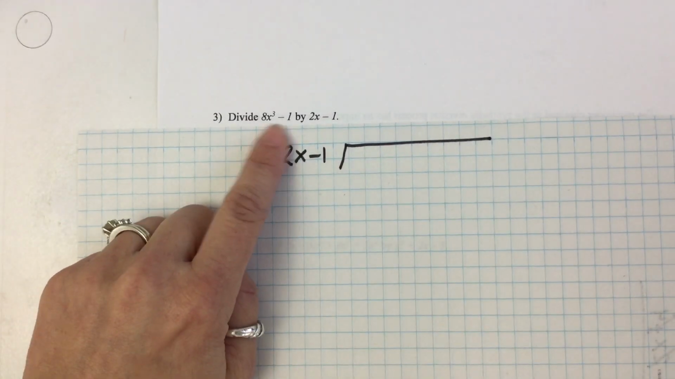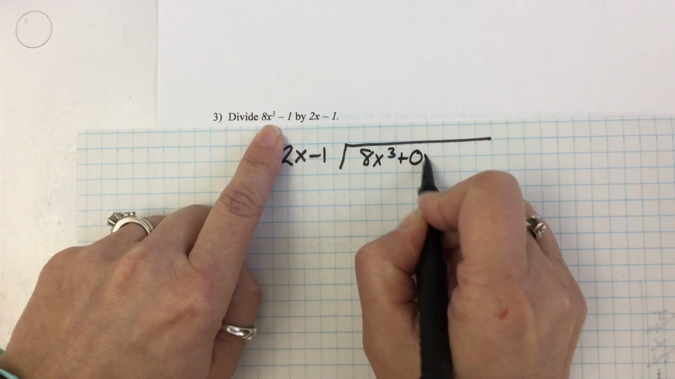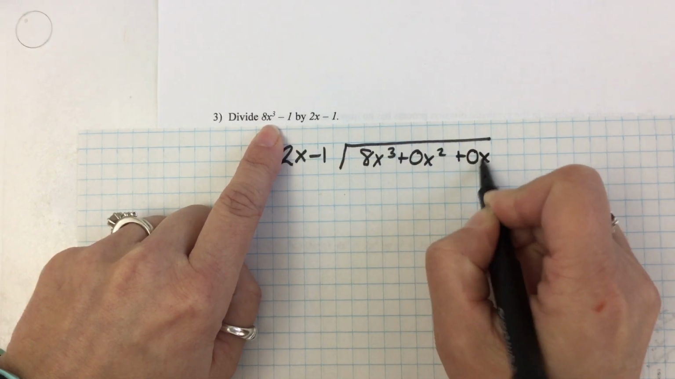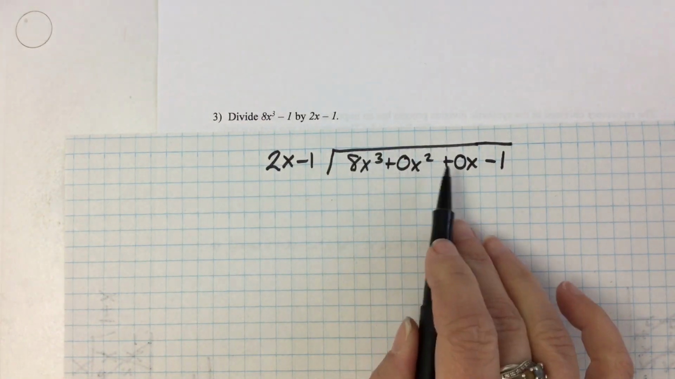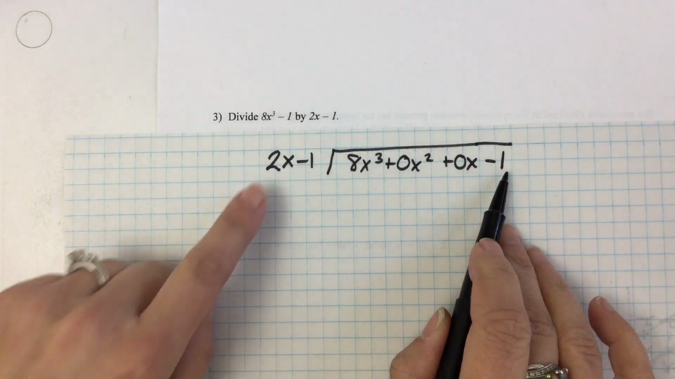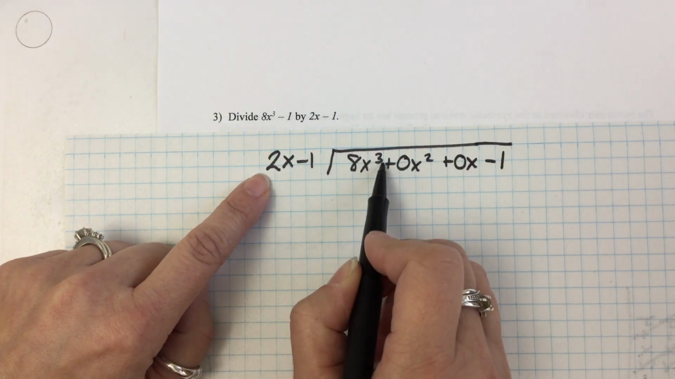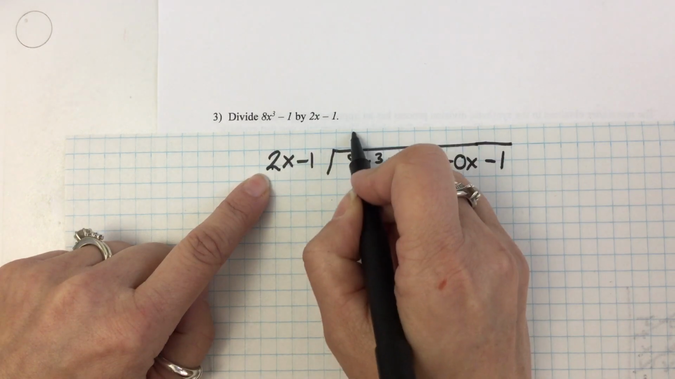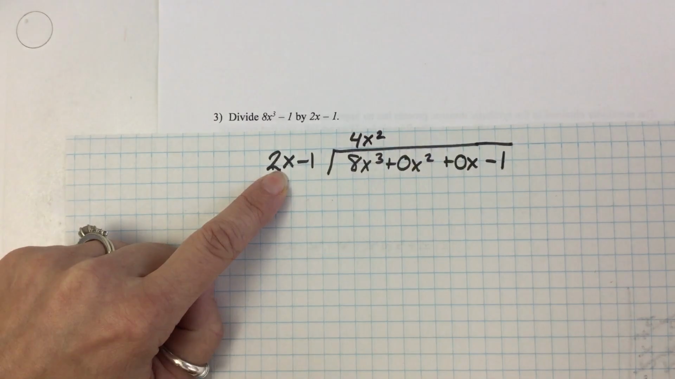Now here I have 3 x's and no x's. That doesn't work. I need to go 8x cubed, no x squareds, no x's, minus 1. So it's 3 x's, 2 x's, 1 x's, no x's. Step 1, I need 2x to become 8x cubed. To turn a 2 into an 8, you need a 4. I have 1x, I need 3, so I need 2 more.